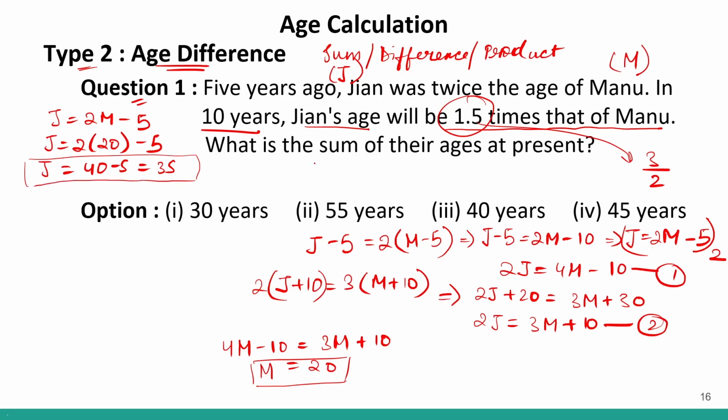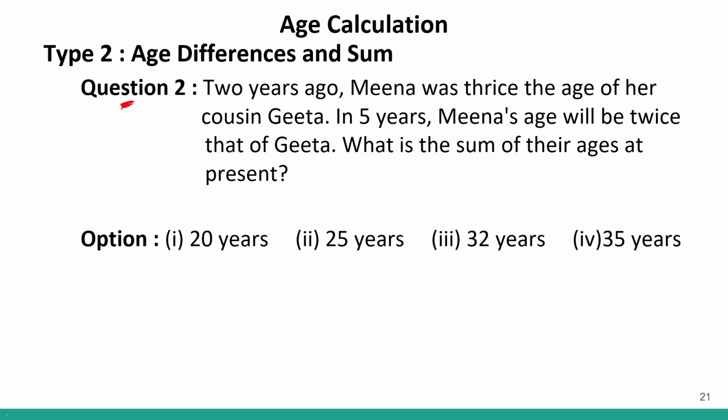What is asked in the question? We have to find the sum of their present ages. So present age for J is 35, for M is 20. So their sum will be equal to 55 years, which is given in option number 2. So option number 2 will be your correct answer to this question. Clear? Question number 2. 2 years ago, Meena was thrice the age of her cousin Geeta.